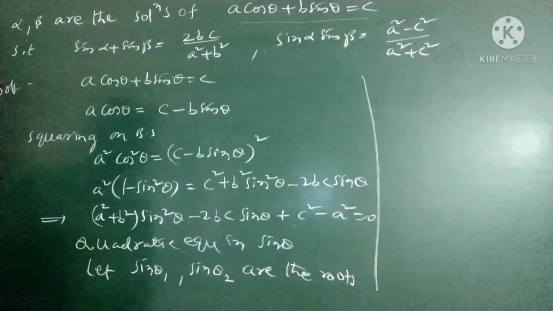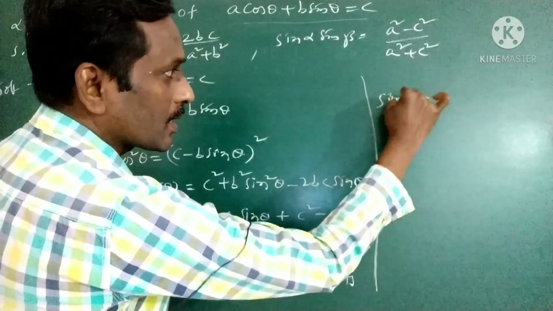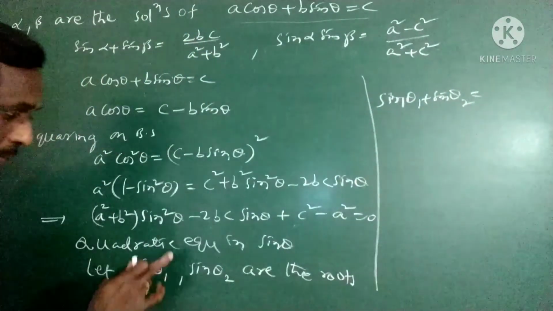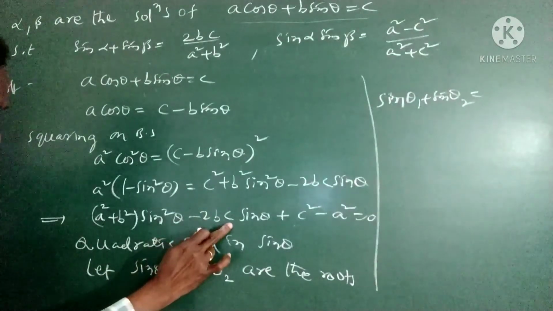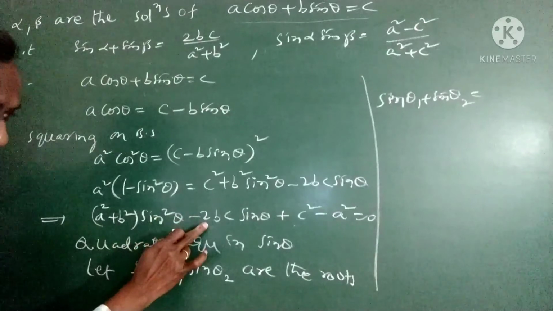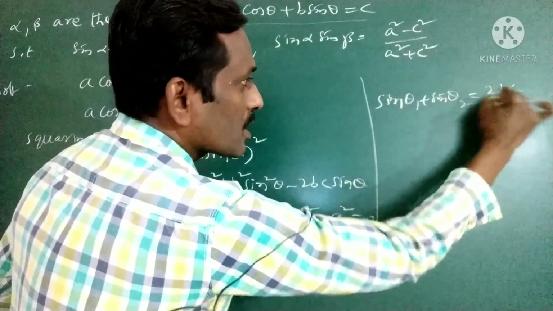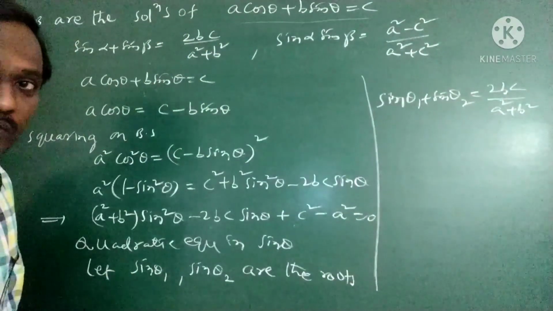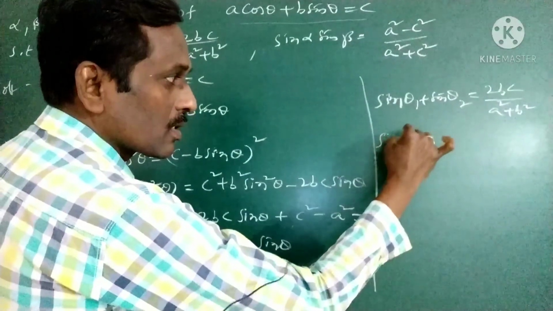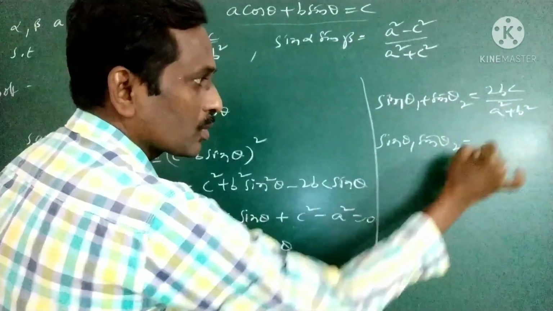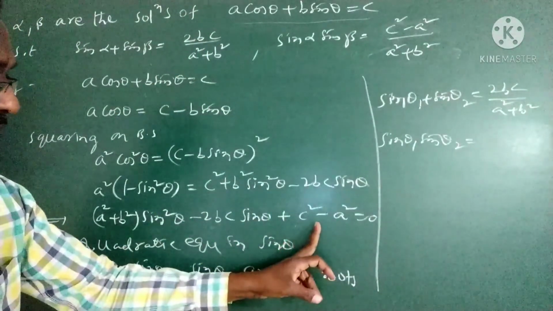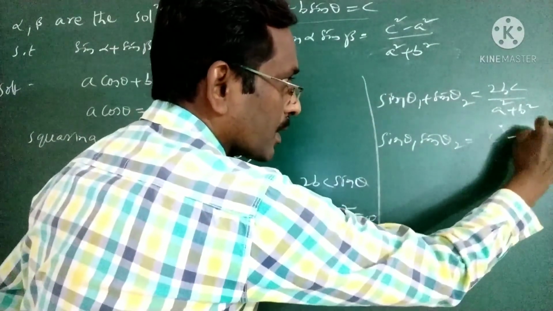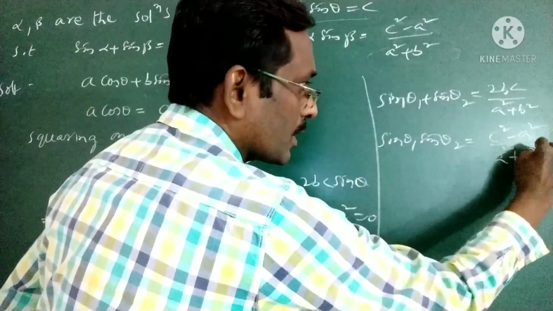Writing the sum of the roots: sine theta 1 plus sine theta 2 equals, what is the sum of the roots? Minus b by a. What is the b value here? Minus 2bc, and a is a square plus b square. So minus of minus becomes plus: 2bc by a square plus b square. Similarly, write the product of the roots. What is the product of the roots formula? Sine theta 1 into sine theta 2 equals c by a, so that is c square minus a square by a square plus b square.